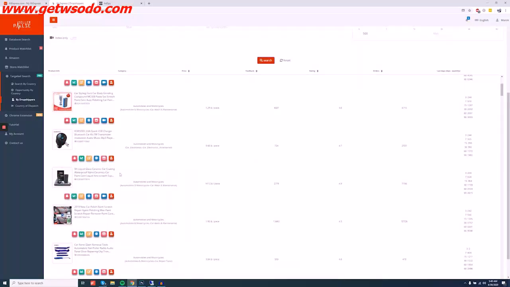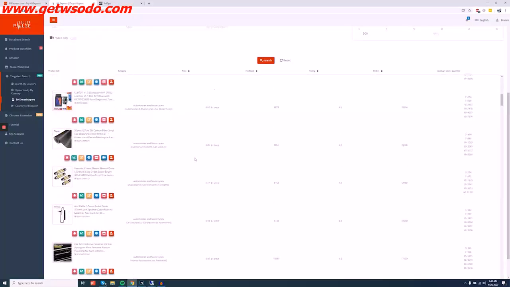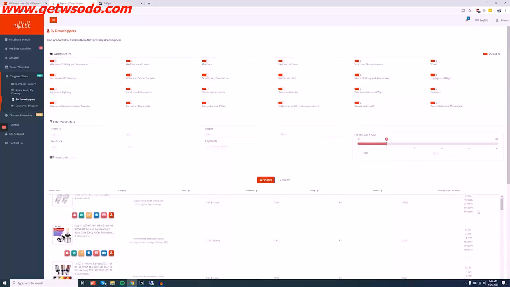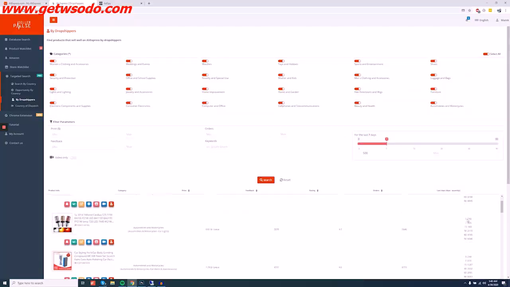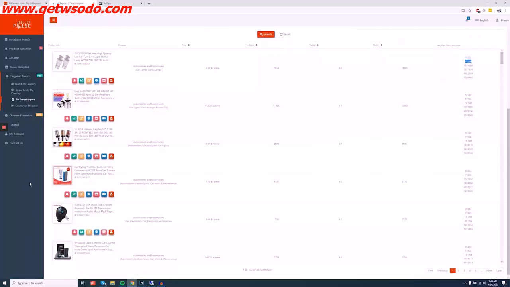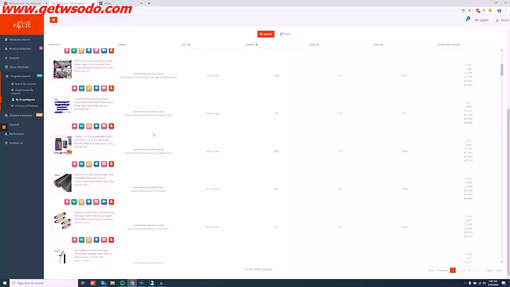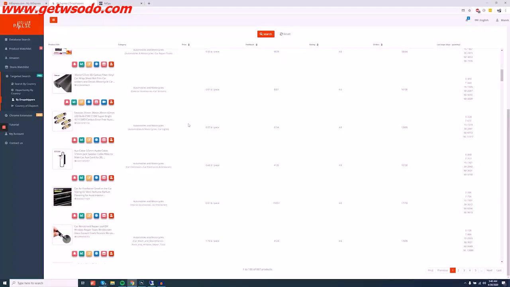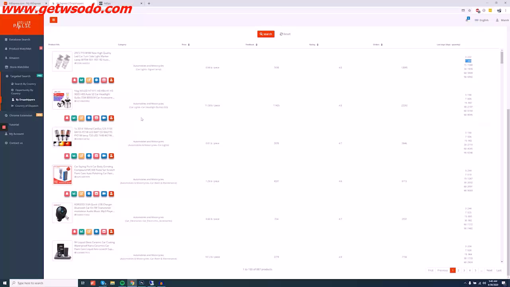It looks like all of these products in the past 7 days have sold 500 units, as you can see right over here. Now all we have to do is look through these products and see if there's anything that we might be interested in. There's a lot of different products on here. Some of them I don't even really know what they are. So stuff like this, I'm just going to skip over, because I have no idea what they are. I don't even have a clue as to how I'm going to market it.